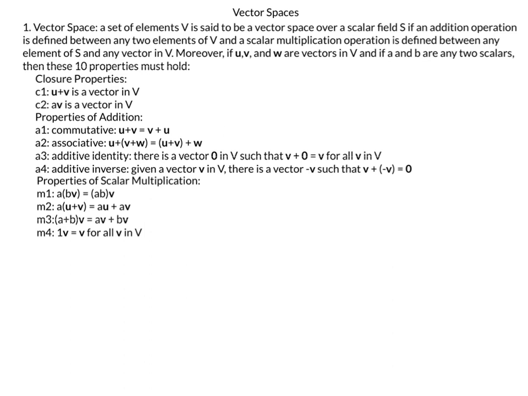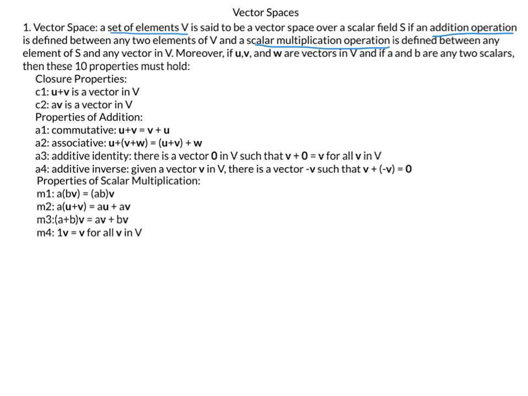A vector space is a set of elements, V, and those elements are called vectors. We're going to call them vectors, and it's over some scalars. Then we have an addition operation, which is defined between two elements of V, in other words, defined on two vectors. And we have a scalar multiplication operation defined between elements of S, the scalars, and a vector. Moreover, if u, v, and w are vectors in V, and I'll try to remember to bold my variables if they represent vectors, and if a and b are any two scalars, by scalars we just mean real numbers, then these 10 properties must hold.